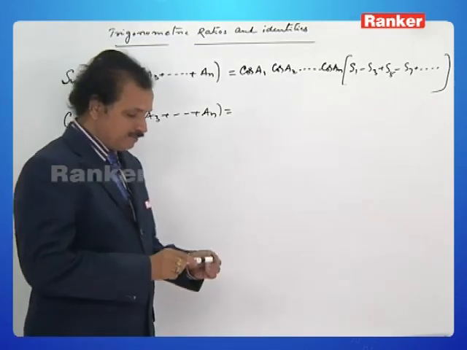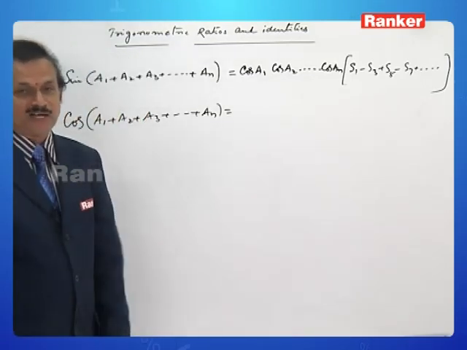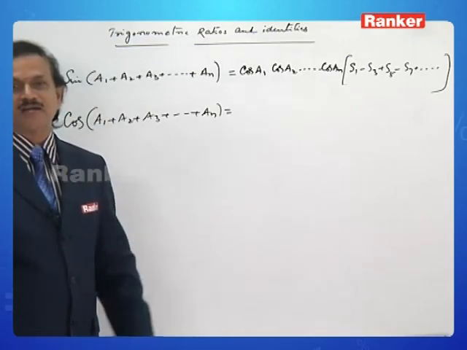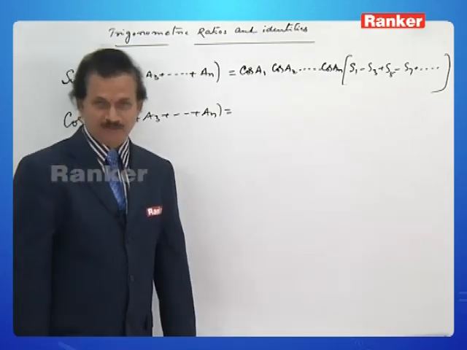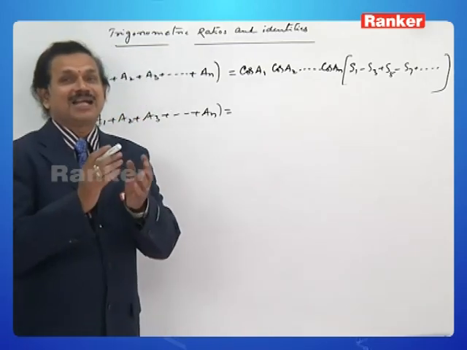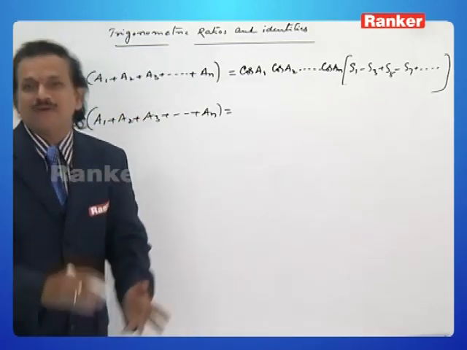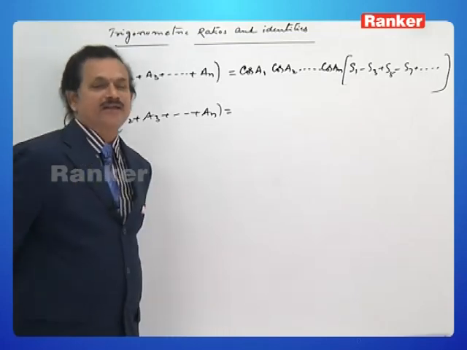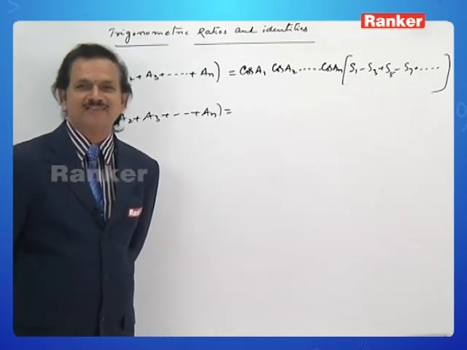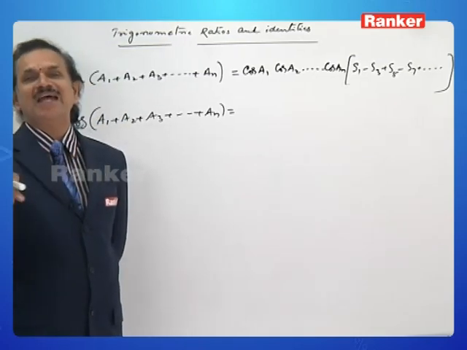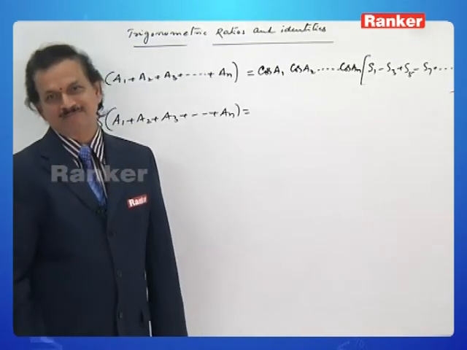Come on my dear, you remember what is cos of A plus B? Cos A cos B into 1 minus tan A tan B. Cos of A plus B plus C. Cos A cos B cos C into 1 minus tan A tan B minus tan B tan C minus tan C tan A. So in every such thing, 1 minus, it is a fixed pattern.